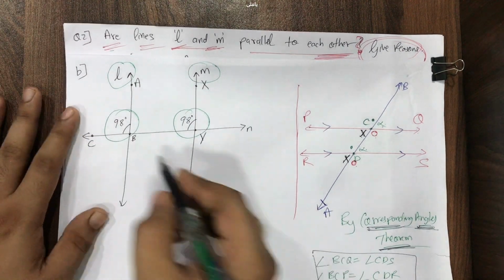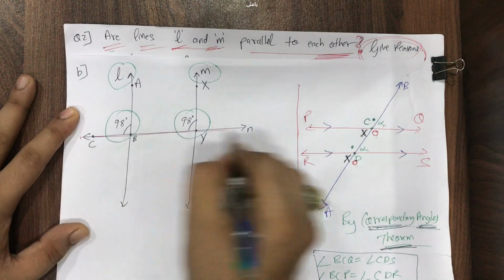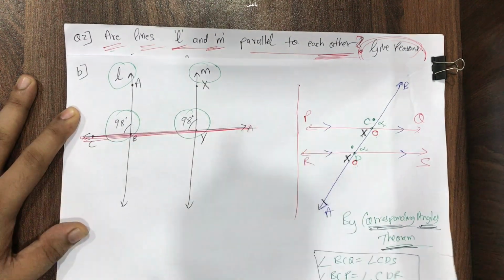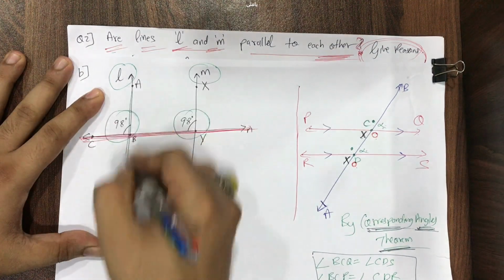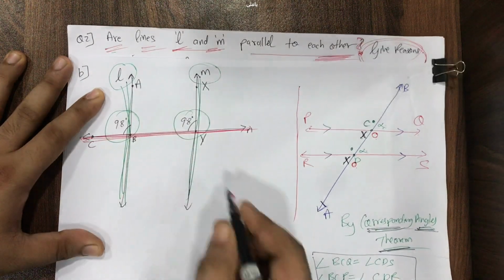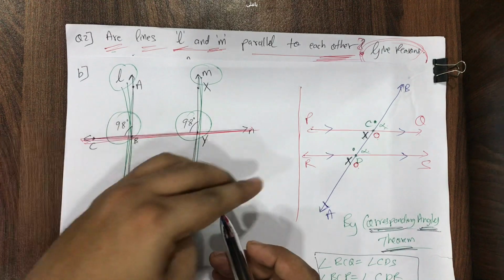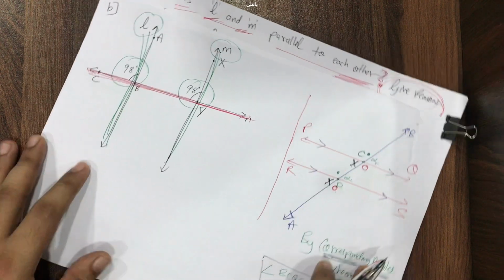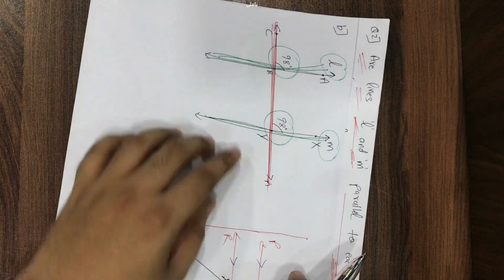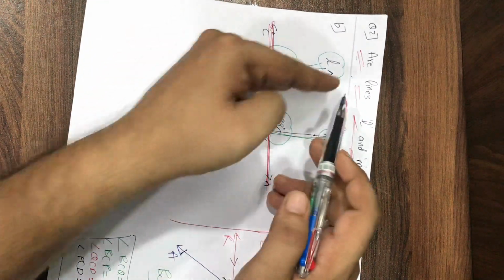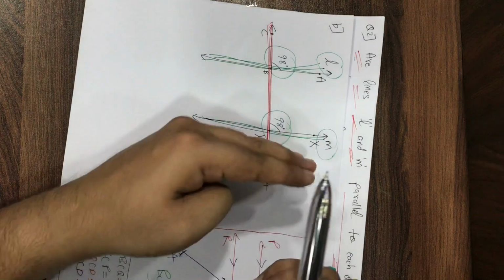But we can say that this line acts like a transversal. This red color line acts like a transversal. Okay. And can you see this green color? I am highlighting this green color and this green color. This red color line acts as a transversal. Okay. Now see, I am rotating my page like this. This red color line is like a transversal, and this 98 is above the line L. This 98 is above the line M.